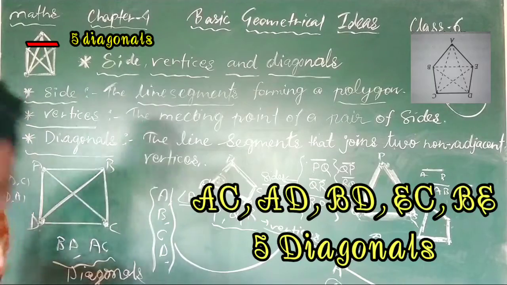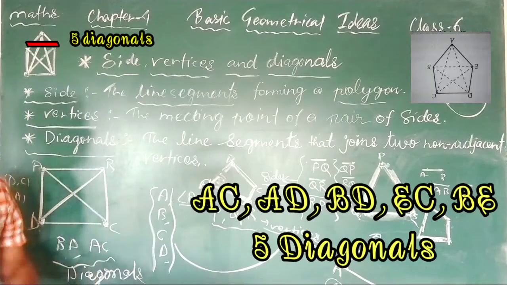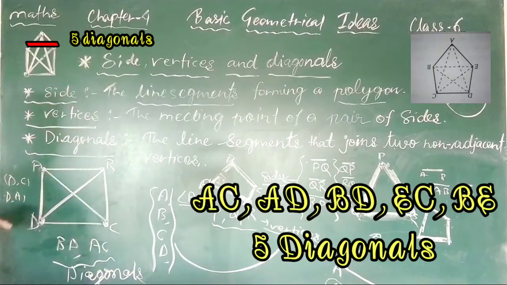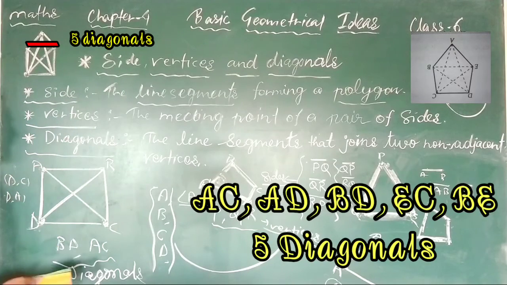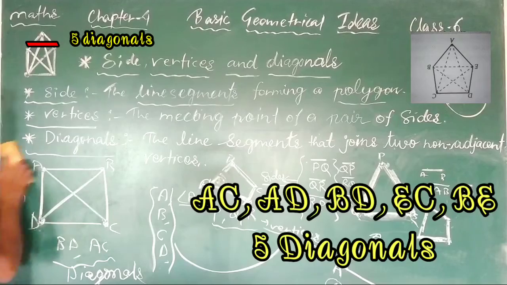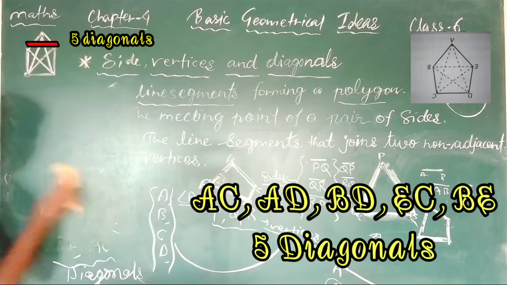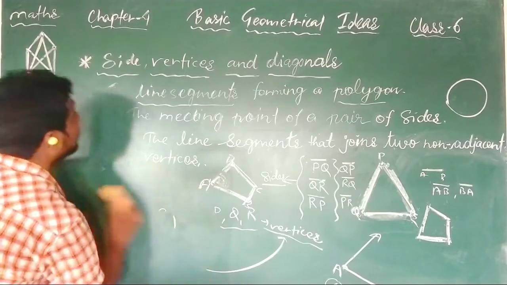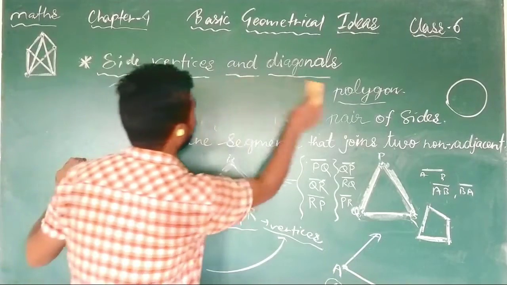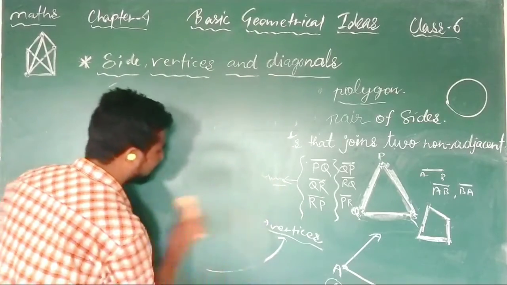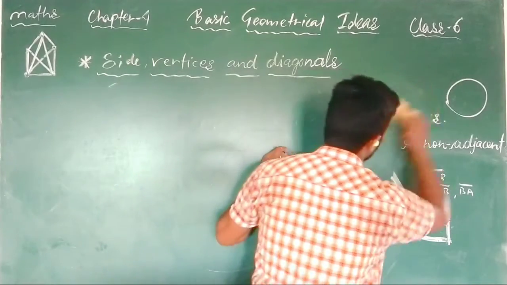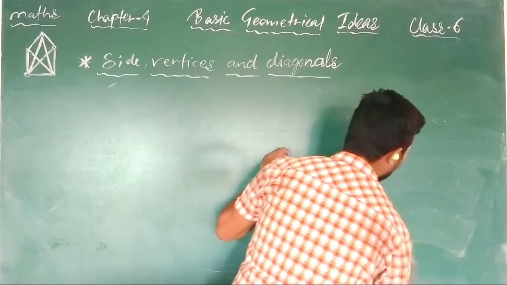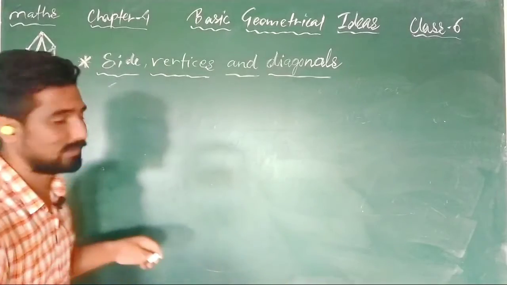So after discussing these terms, I must make you clear these sides, vertices and diagonals. If you want to have a screenshot, you can have it. Now I am just going to erase it, and I will take a little bit of time to make you understand adjacent sides, adjacent vertices. I have just focused on that, but you understand adjacent sides.